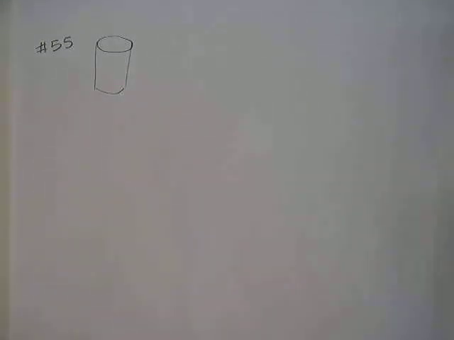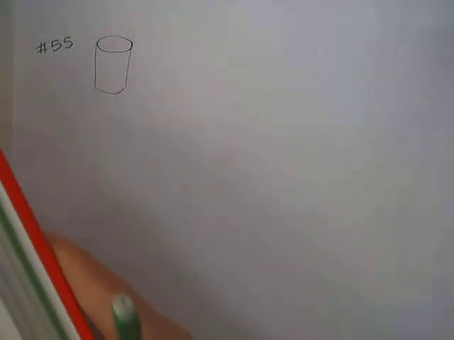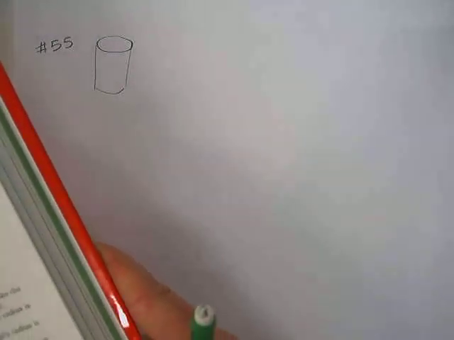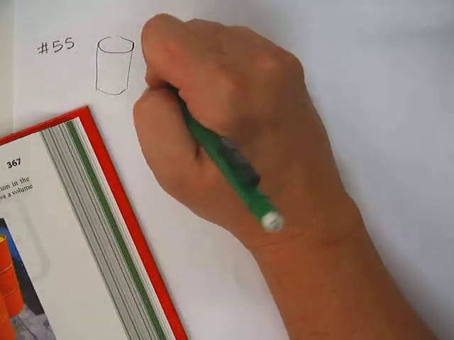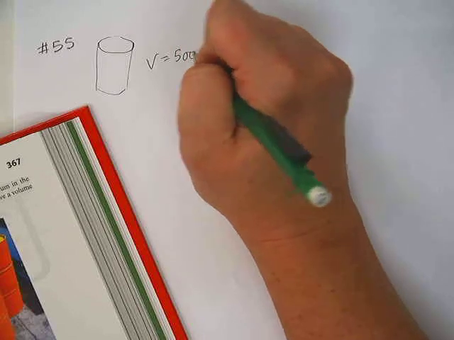Number 55 on section 5.3 says, a can in the shape of a right circular cylinder is required to have a volume of 500 cubic centimeters.